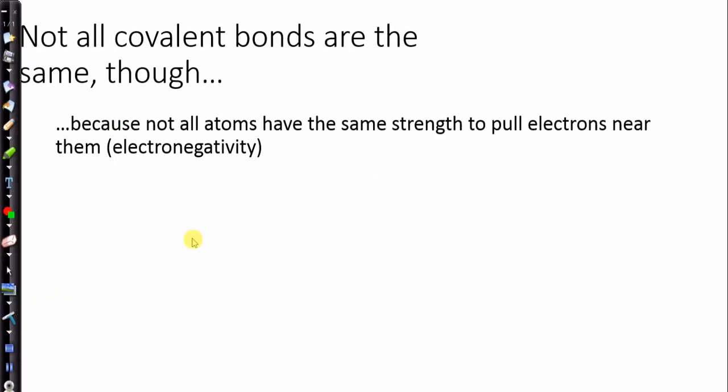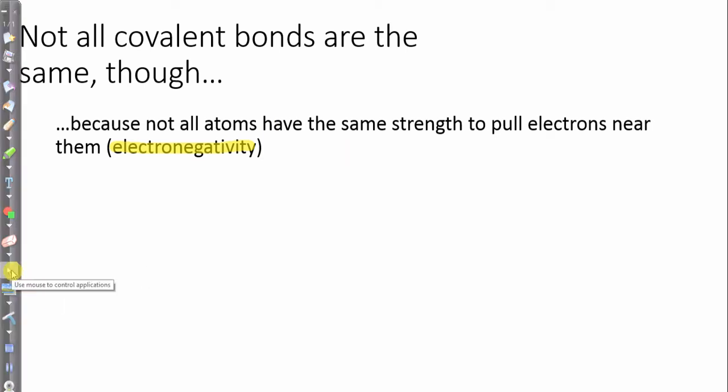Not all covalent bonds, though, are quite the same. There are sometimes when the sharing is not quite equal. We refer to a term called electronegativity. Electronegativity is a reference to how well, or how hard, atoms pull on electrons. Not all atoms have the same strength to pull on electrons.